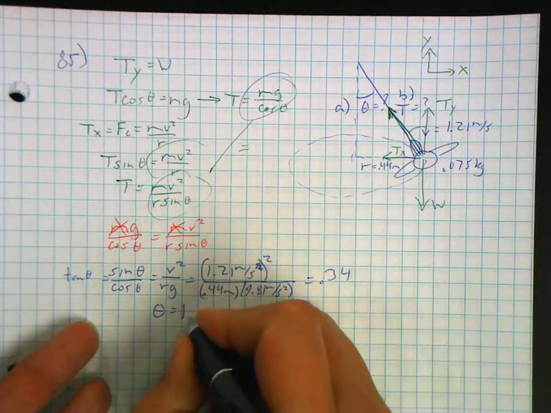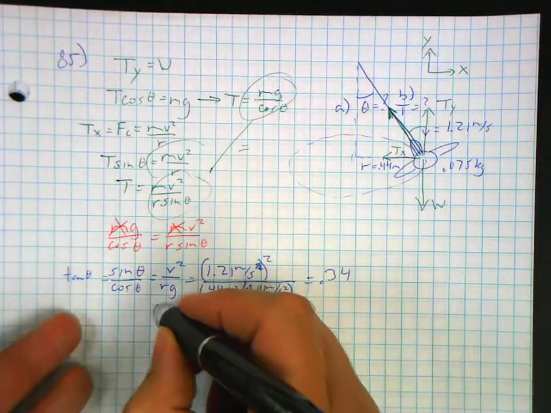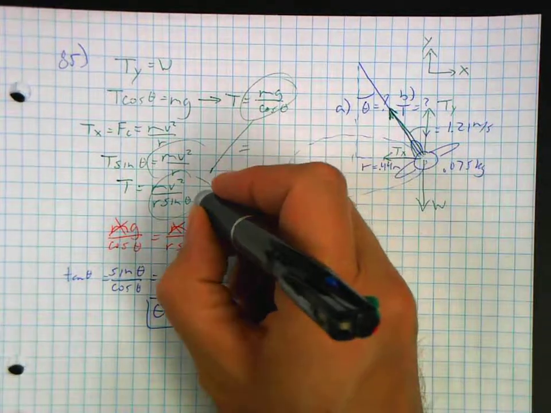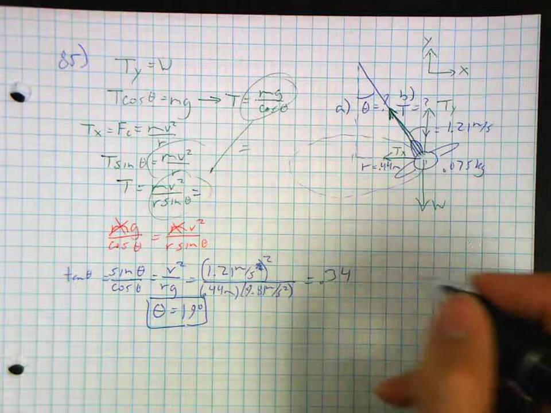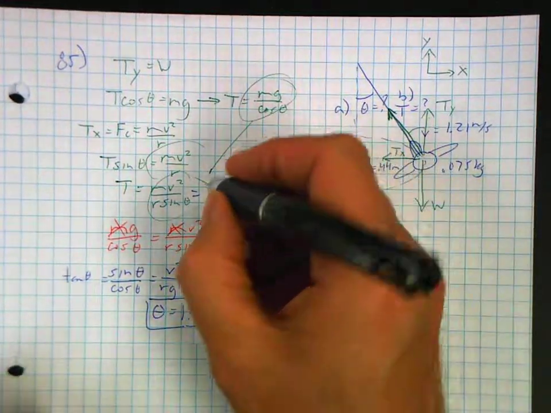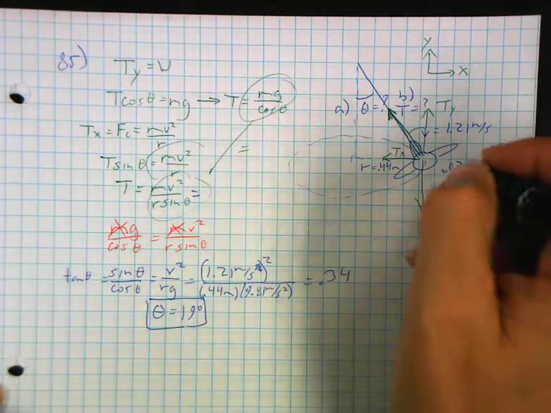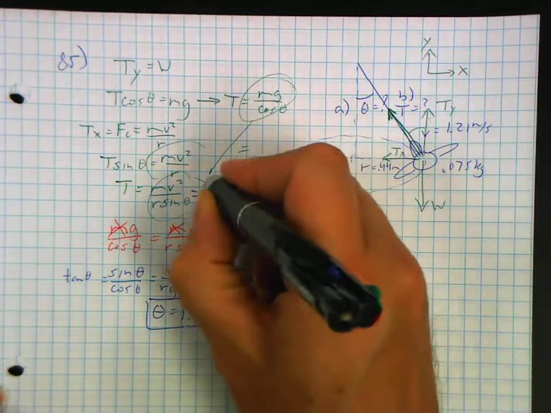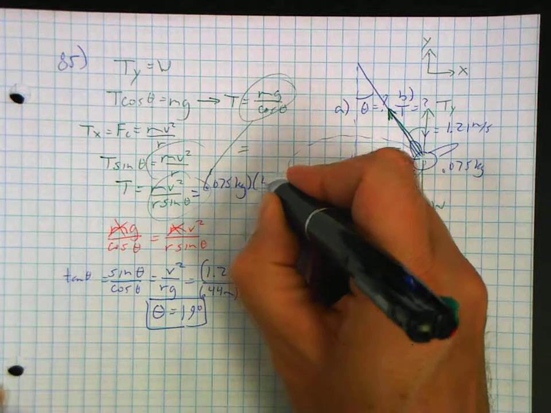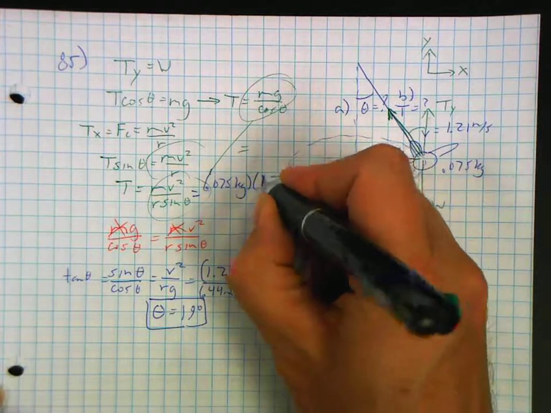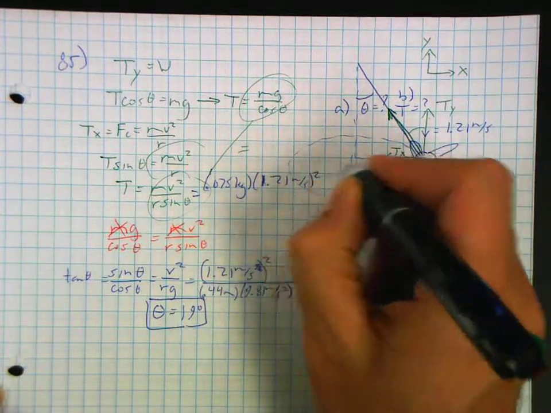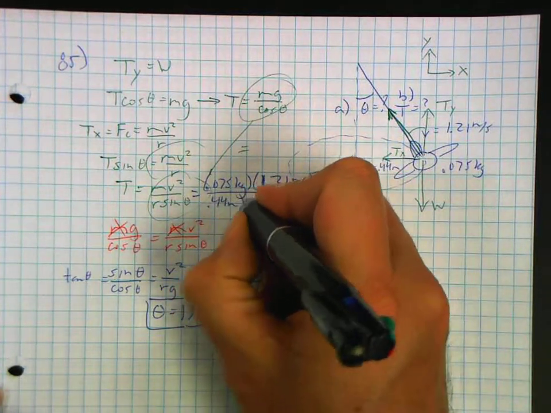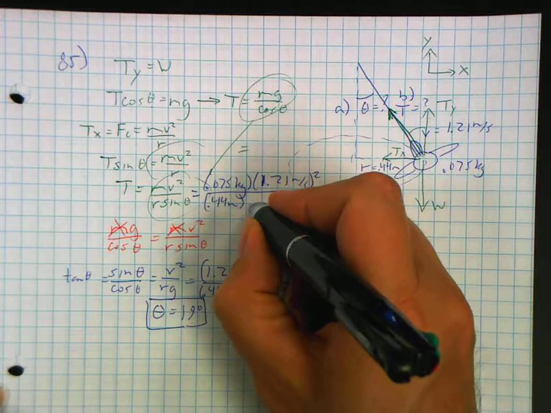Now I'm going to plug in my 19 degrees up here. I suppose that one was a little bit easier, but oh well. Don't have enough room up there. Mass is 0.075 kilograms. V squared is 1.21 meters per second, getting squared again. Divide that by my radius, 0.44 meters, and multiply that in the denominator by sine of 19 degrees.